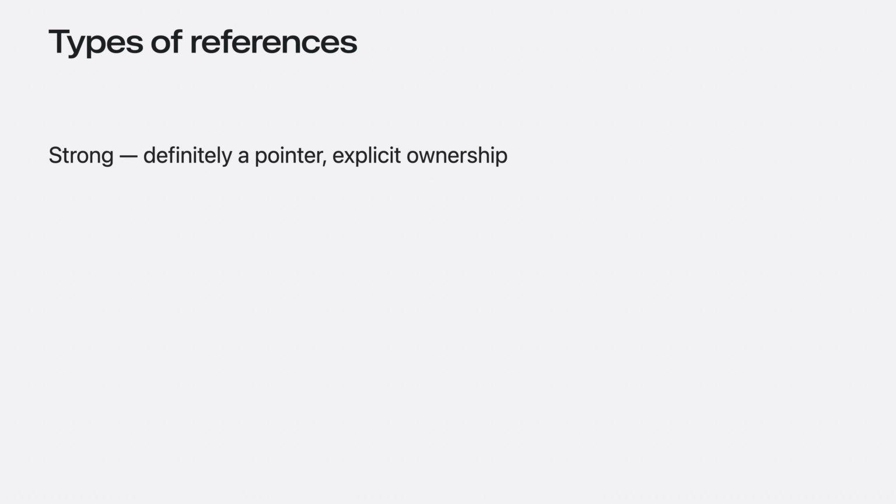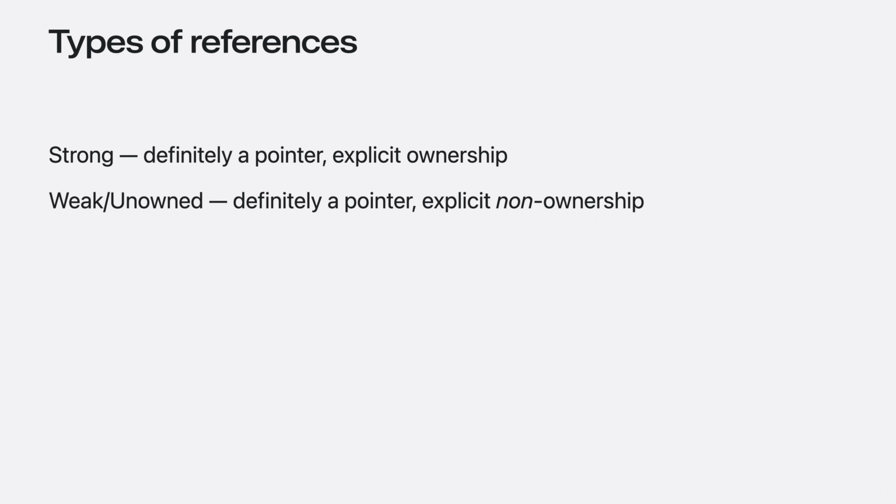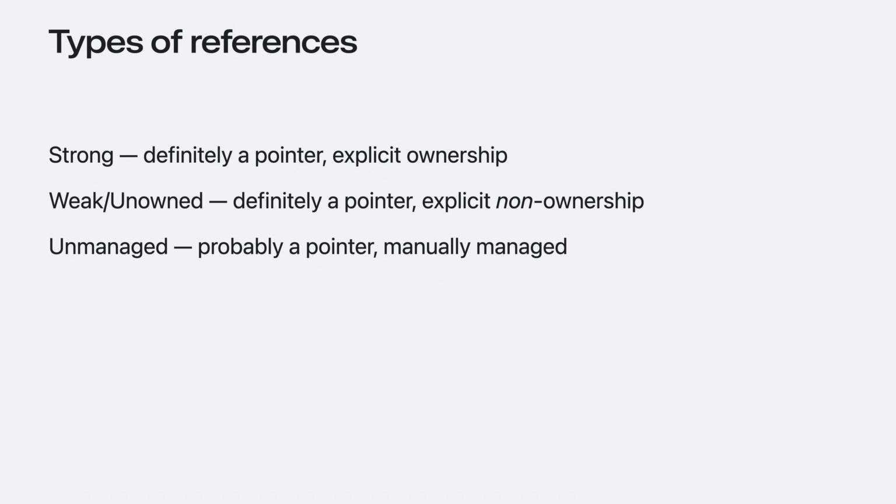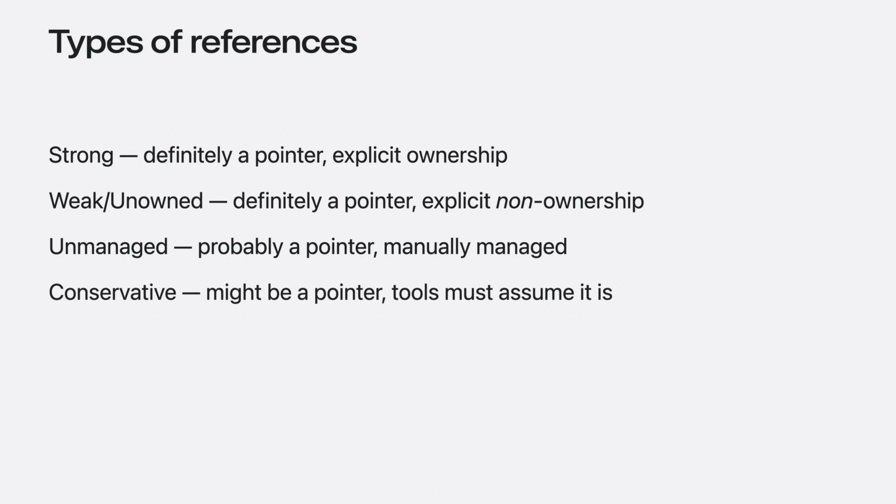There are 4 main types of references. Strong references, which are definitely pointers in ARC-managed locations with explicit ownership guarantees. Weak and unowned references, which are also definitely pointers with explicit non-ownership guarantees. Unmanaged references, which are pointers in locations that the runtime knows about but doesn't manage automatically. These might be manual owning references, but then again, maybe not. And uncertain or conservative references. These are recorded when the tools don't know the type of memory they're scanning and just see raw memory.